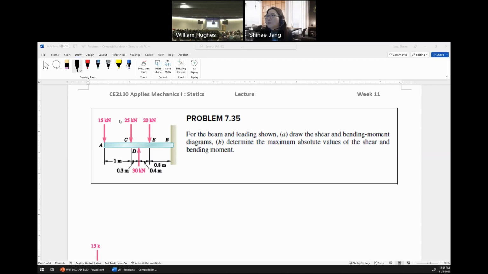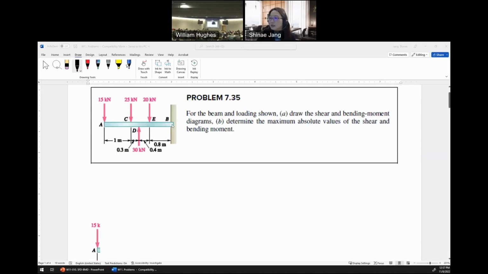Okay, so let's start problem solving. So I brought two problems. First one is a cantilever with multiple point loads, and the second one is a simply supported beam, right? And for the first one, I tried to use the method of cut to give you some concept behind the shear force and bending moment diagram. So here, for the beam and loading shown, draw the shear and bending moment diagrams. B. Determine the maximum absolute values of the shear and bending moment.